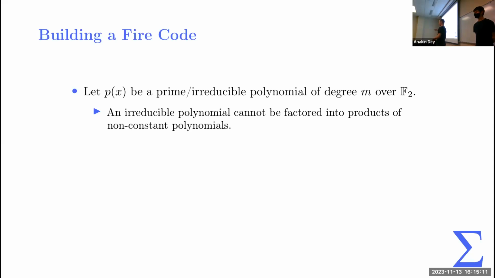So I'm just gonna start by building it up. What is a fire code? And then I'm gonna go through how to prove that different errors must be in different cosets, so it must be a burst correcting code.